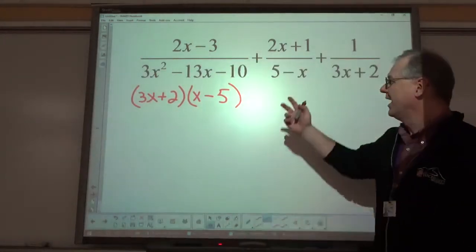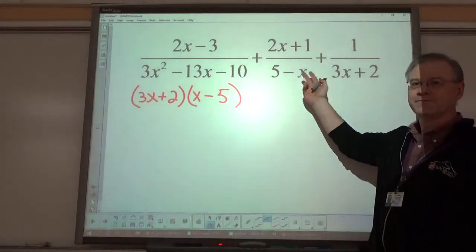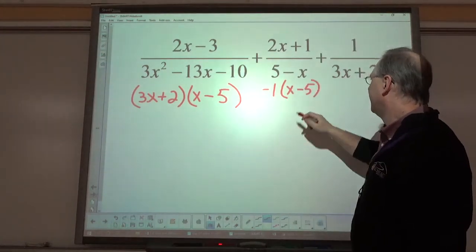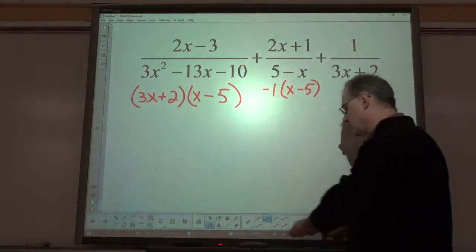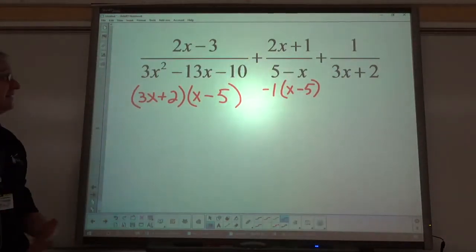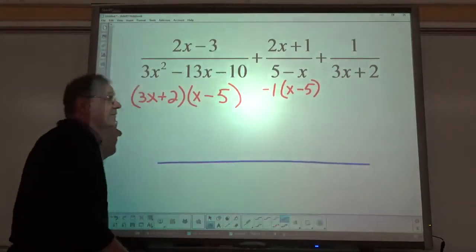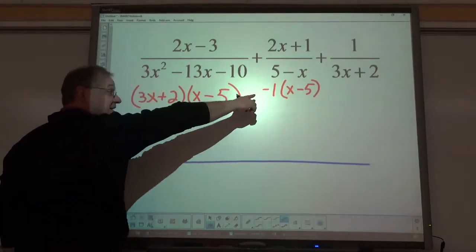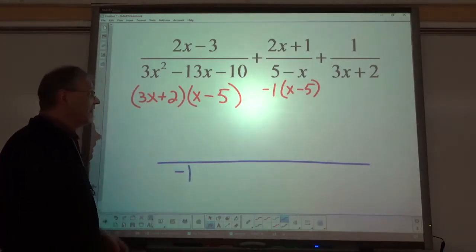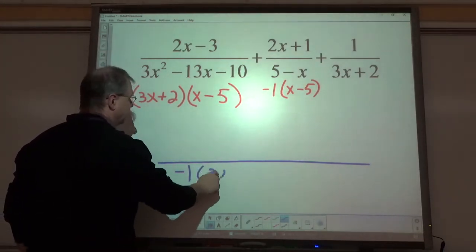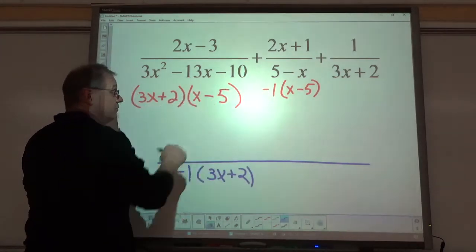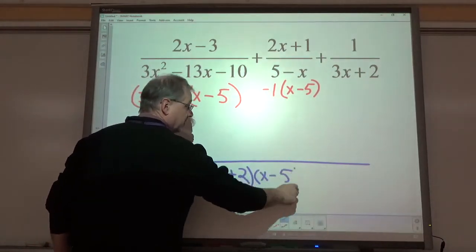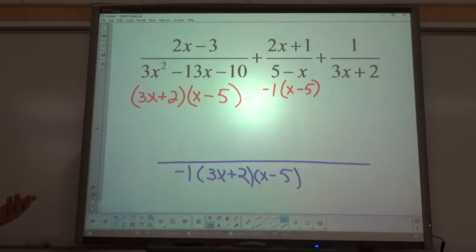So, do you remember how we changed the order of subtraction? Right. You have to factor out a negative 1. Now it's in the right order. All right, so here is the deal. If it's in one of the denominators, it's got to be in the common. I've got to include a negative 1. I've got to include 3x plus 2. That's in those two. I've got to include x minus 5. That's in these two. Here and here. All right, so there's my common denominator.